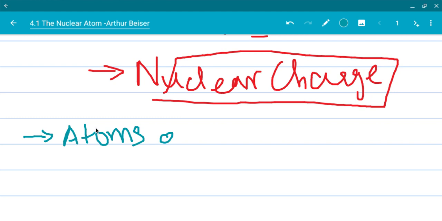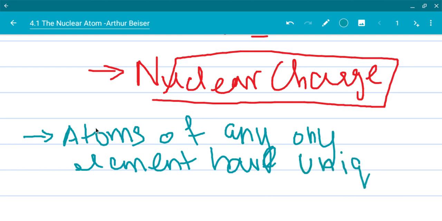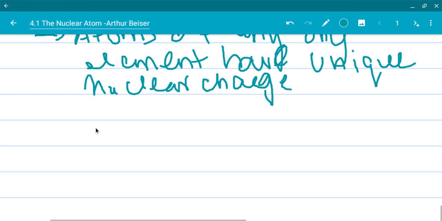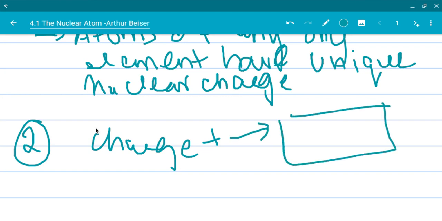Okay, so atoms of any one element have unique nuclear charge. Secondly, charge increases regularly from element to element. So this charge will basically keep on increasing as we move, let's suppose this is the periodic table, from here to here, this charge will keep on increasing.